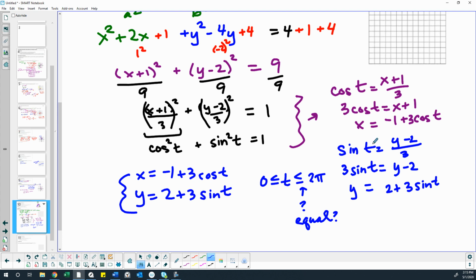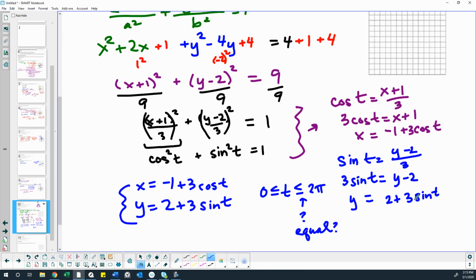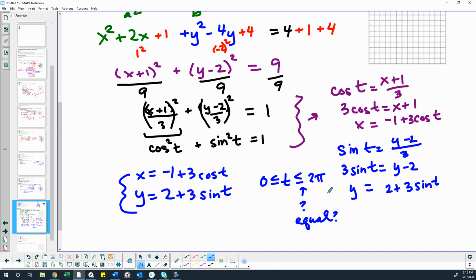Puzzling. Do you need me to draw this, or are we good? It's a circle, center (-1, 2), radius 3. And the orientation goes counterclockwise around the circle, just like we would do with the unit circle.